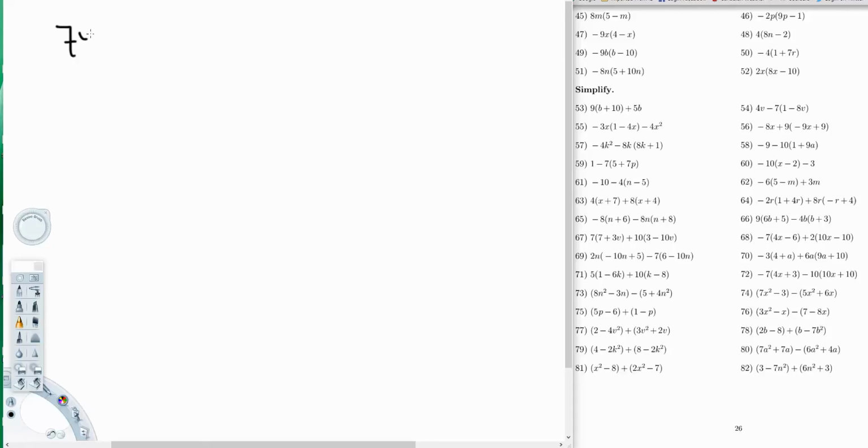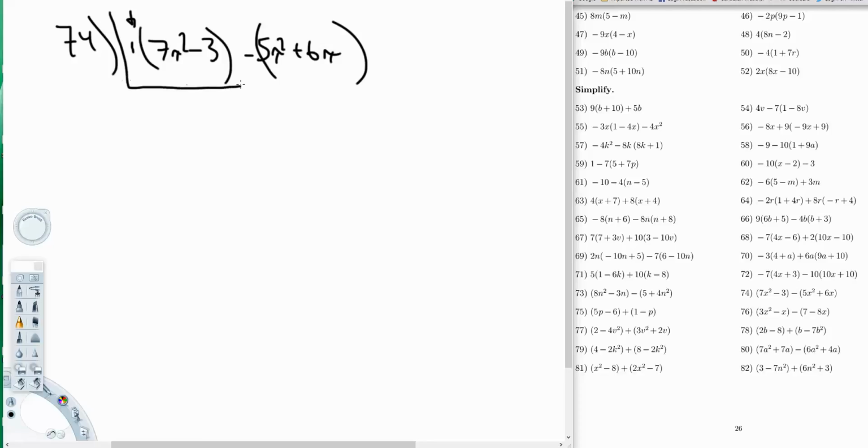So now we're moving on to number 74. 7x squared minus 3 minus 5x squared plus 6x. They did the same thing. If you look carefully, they did the same thing. Here, if there's absolutely nothing here, you have to assume a 1. So let's just put this here like that. And here they put a minus right here, so you have to assume minus 1. This box. We're doing the exact same thing.